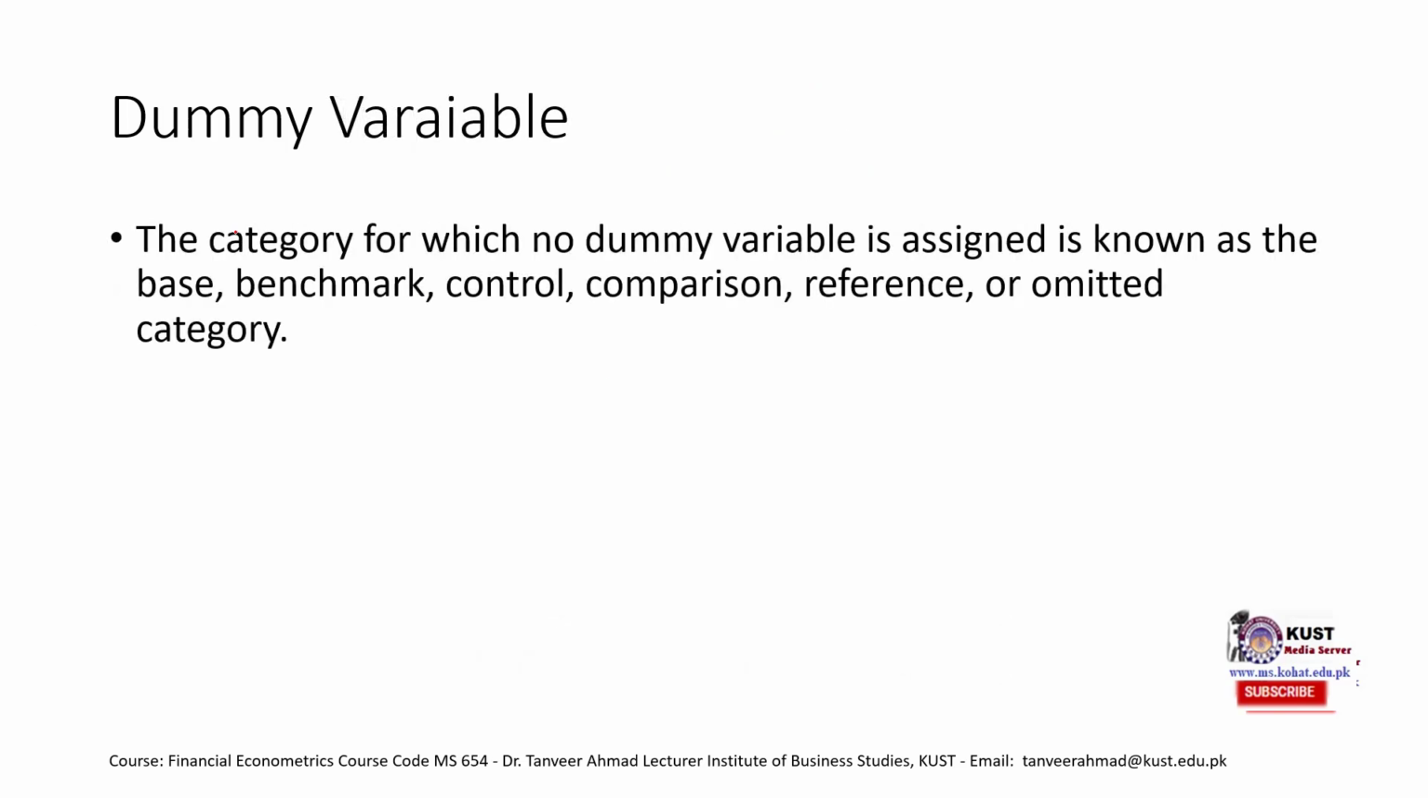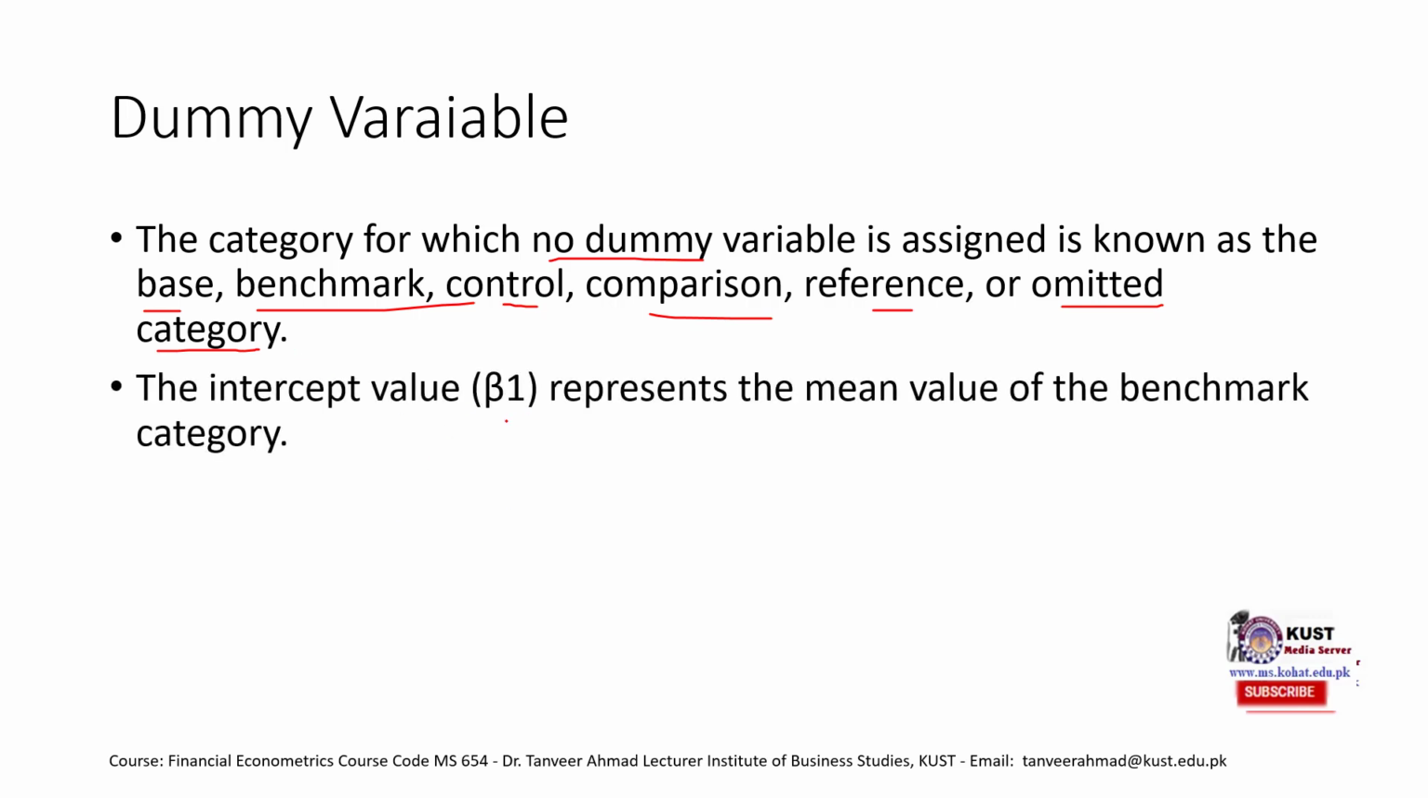There are few other things that I would like to discuss. The category for which no dummy variable is assigned is called the base category, the benchmark, the control, comparison, reference, or the omitted category. We have already discussed this one. The intercept value, which is beta 1, or in some cases we write it as alpha or beta naught, represents the mean value of the benchmark category, the base category. So in previous example, the intercept represented the value of the omitted variable category, which was Karachi, or in the gender example, the omitted category was female.